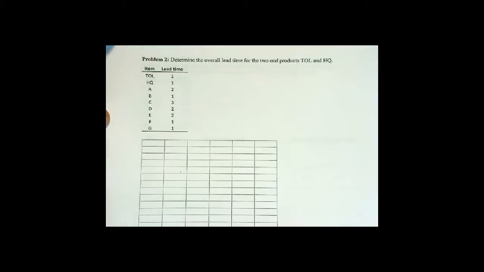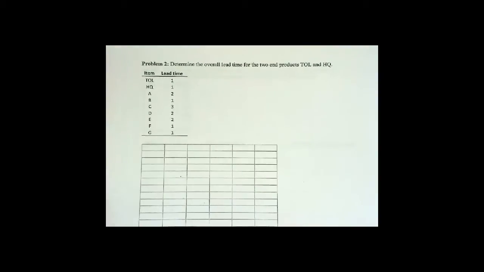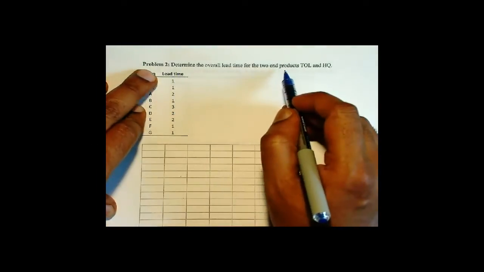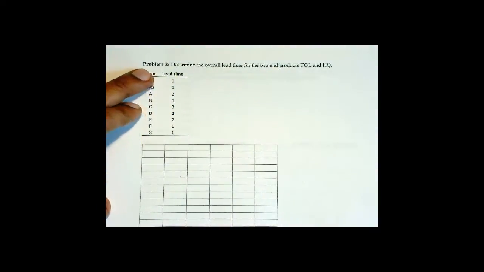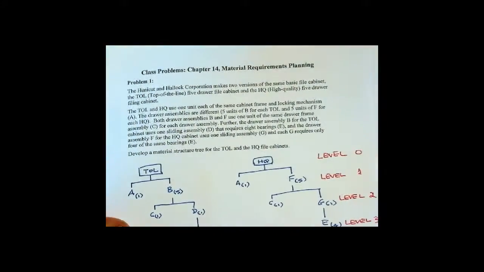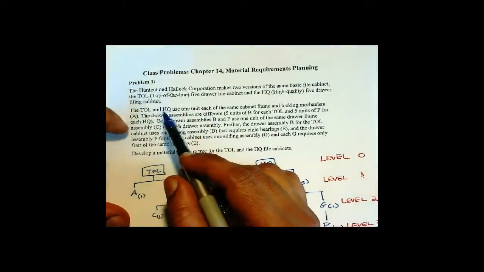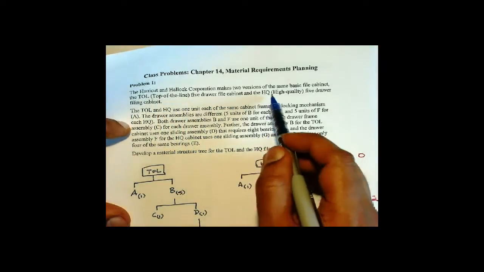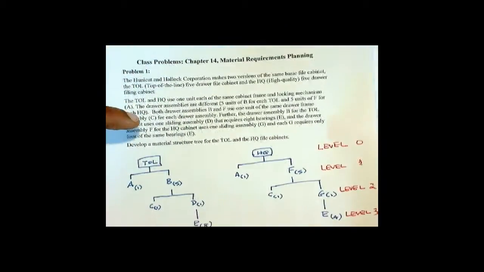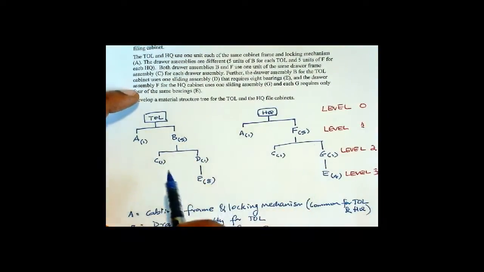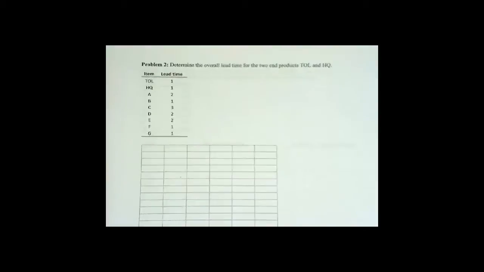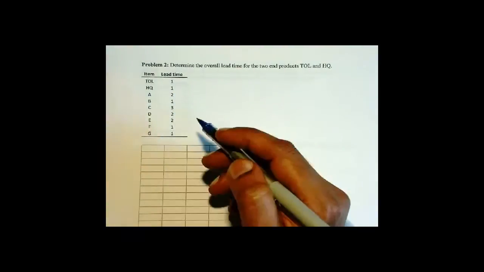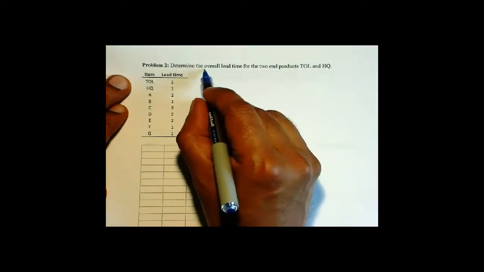Now let's look at an example for time-phased product structure. So we need to determine the overall lead time for the two end products, TOL and HQ. Okay, we are continuing from problem number 1, where TOL stands for top of the line 5-drawer file cabinet and HQ is the high quality one, and here is the bill of material structure. Now we are given lead times for each of the items, and we want the overall lead time.